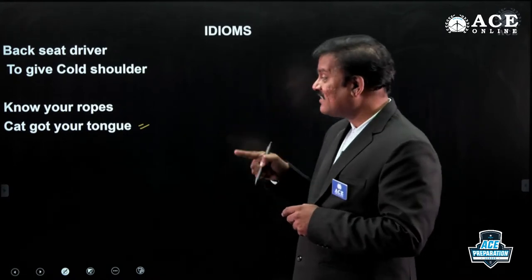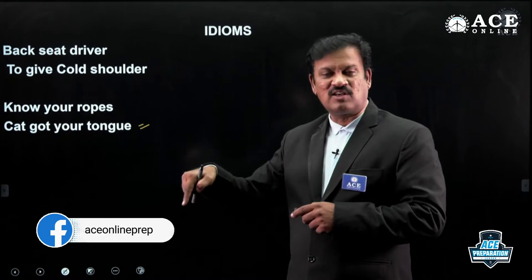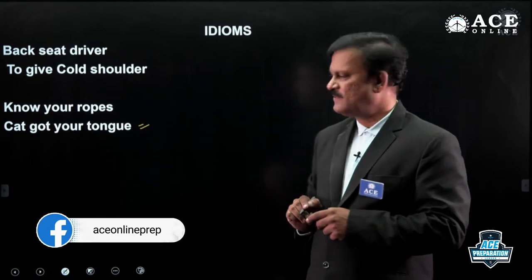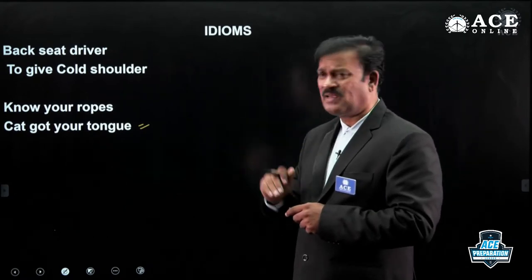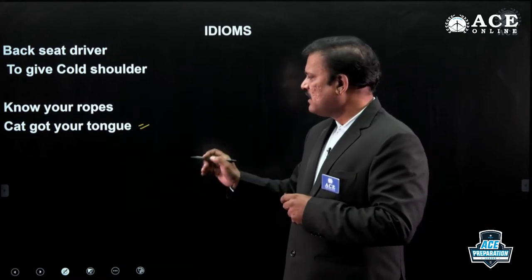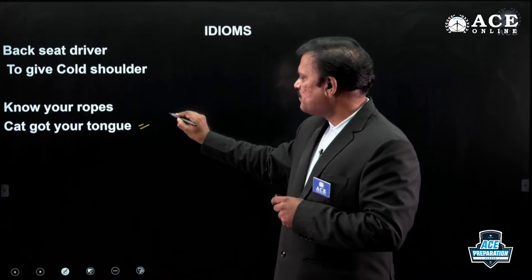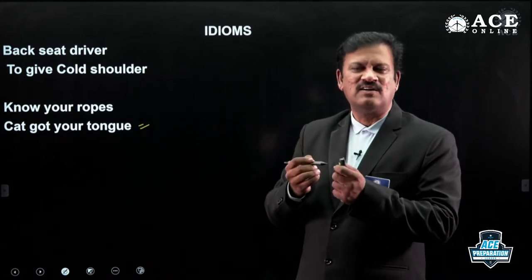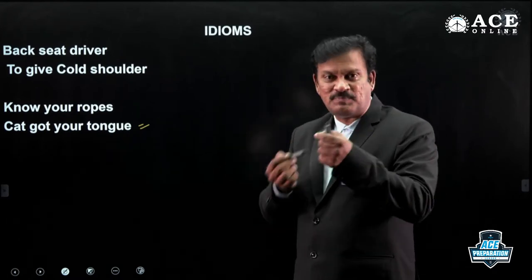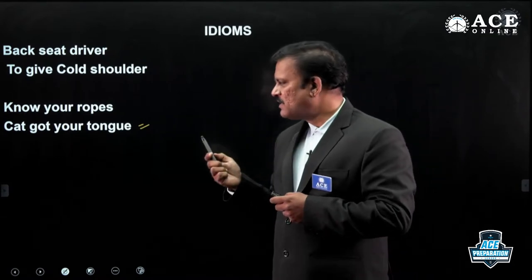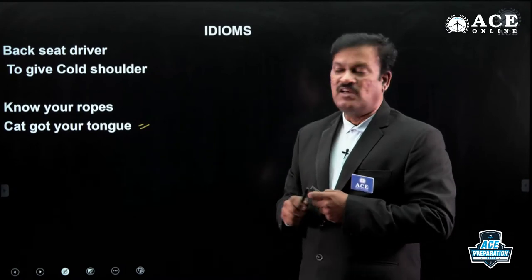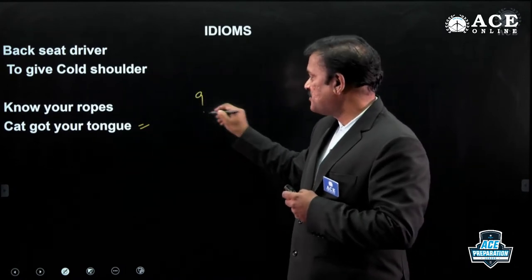Why am I using cat got your tongue? Why not horse or why not elephant? Again, there is a historical reference. Some time ago, in England, there was a king who had a special hunter, it has 9 whips. If a criminal gets the punishment with this lash, 1 lash equals 9 lashes.